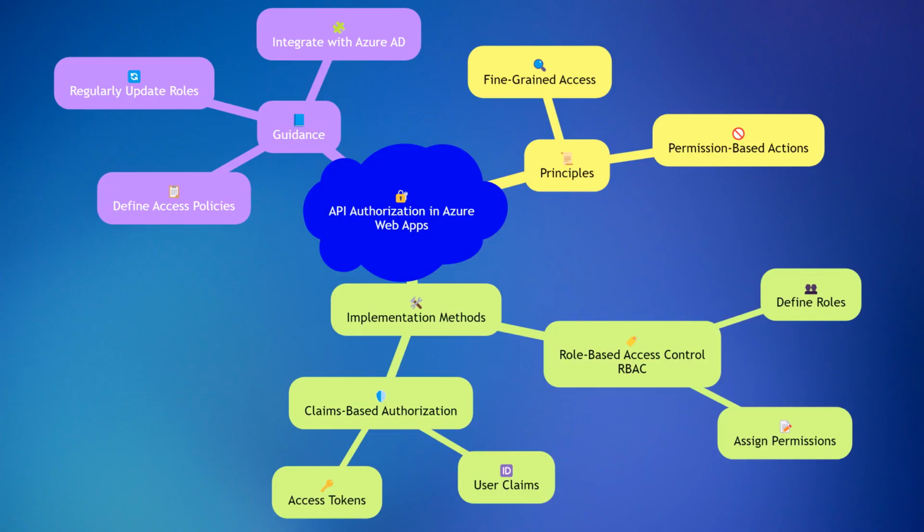Authorization determines what an authenticated user or system is allowed to do. In Azure Web Apps, you can implement API authorization using role-based access control, RBAC, and claims-based authorization. These methods allow you to define fine-grained access controls and ensure that users can only perform actions they are permitted to. This section will cover the principles of API authorization and provide guidance on implementing it in your Azure Web App.